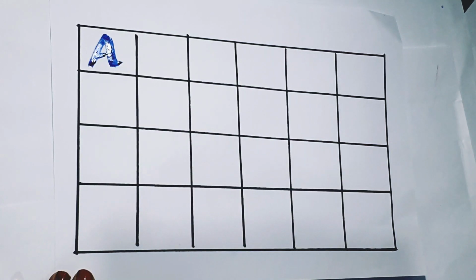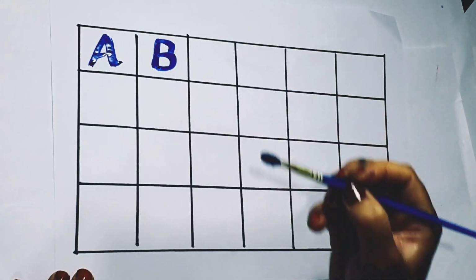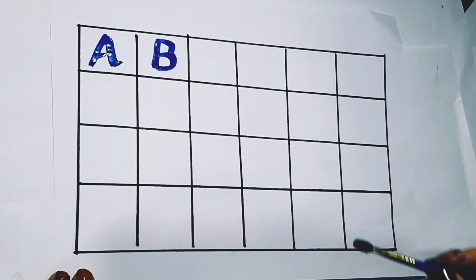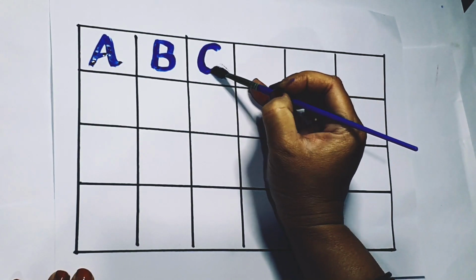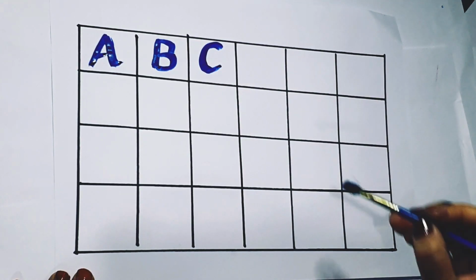A for aeroplane. A for arrow. B for butterfly. B for bag. C for cat. C for cap.